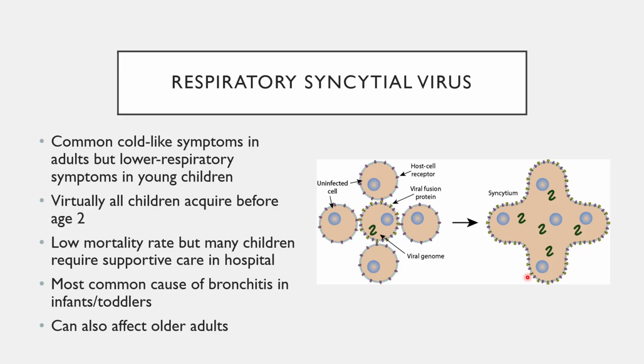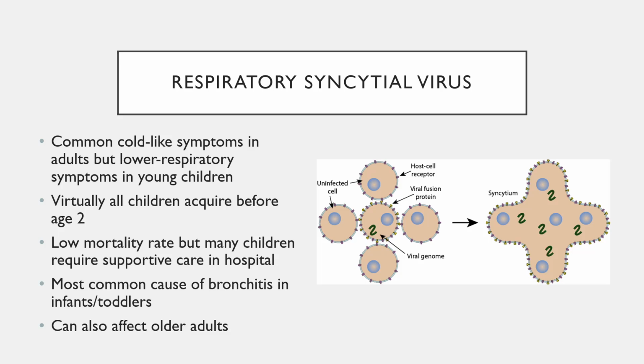Each year, the US sees somewhere between 60,000 and 80,000 children under 5 being hospitalized with RSV, and it's the most common cause of bronchitis in infants and toddlers. It is also pretty dangerous for seniors because at least as many older adults are hospitalized as children under 5 each year with RSV infections.